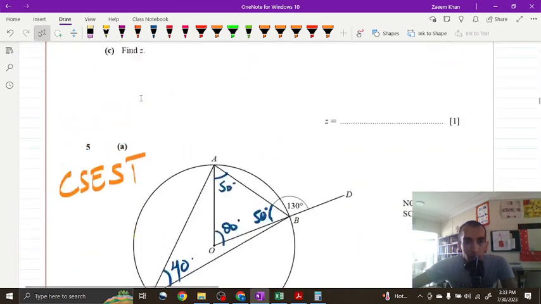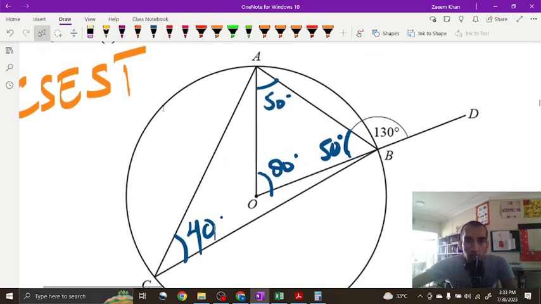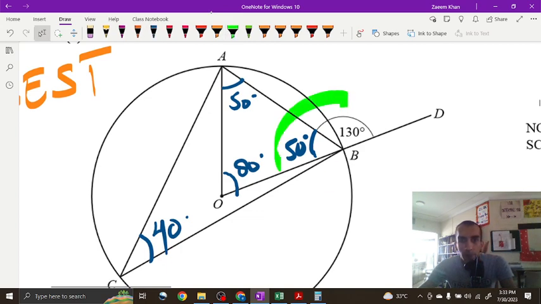Oops, we did not give a reason for each. Can you help me state the reason for each step that you did? Why was this 50? Because it's the angle on a straight line, adding up to 180. Perfect. Why did you say this was 50? Because in an isosceles triangle, the base angles are equal.